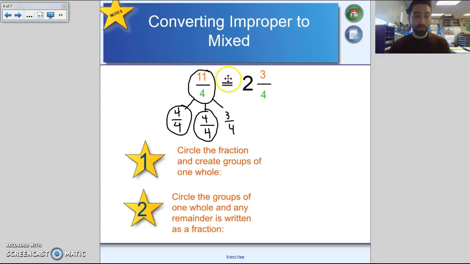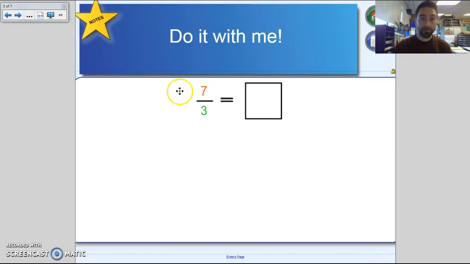So now we're going to do this again. This time you do it with me. So with 7/3, the first step is I need to circle my fraction, and I need to pull out groups of one whole. Well, if my denominator is 3, 3/3 would represent one whole. So I'm going to pull out 3/3. That's 3 out of the 7. I can pull out another 3/3. That's 6 out of the 7.